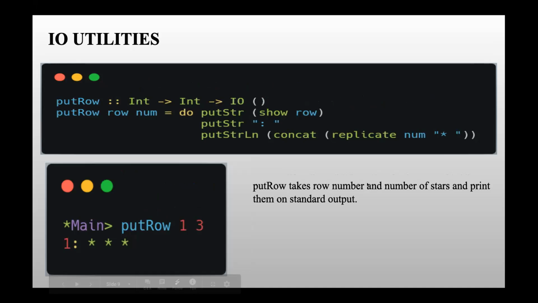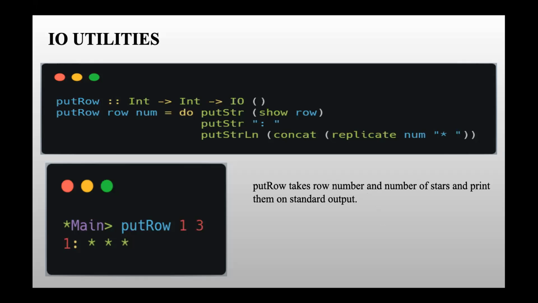So the first function which we made is putRow. What putRow is doing is displaying a row of the board on the screen, given the row number and the number of stars remaining. So it is taking an int, this is the row number, and num is the number of stars which you want to print on the screen, in IO.